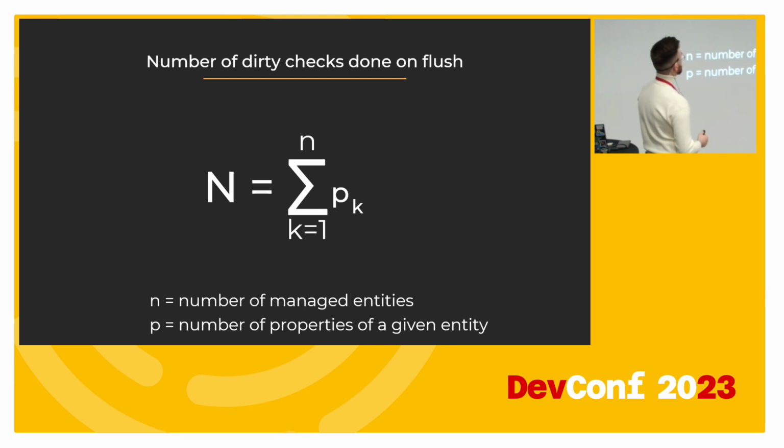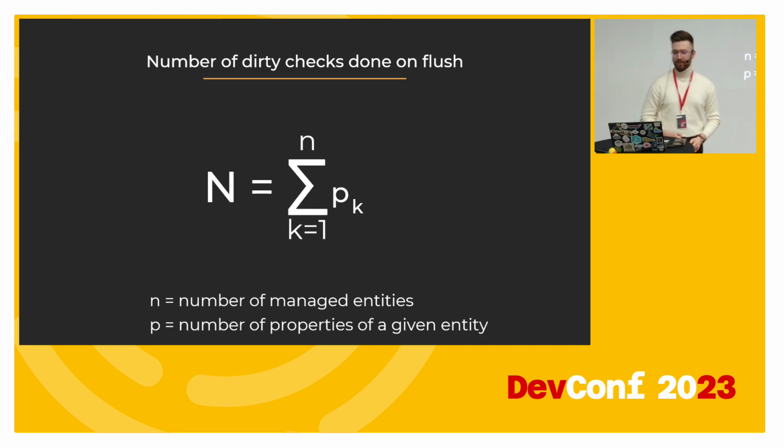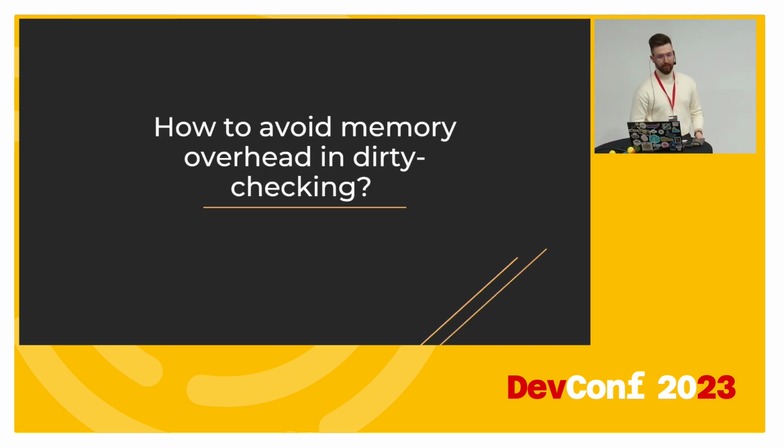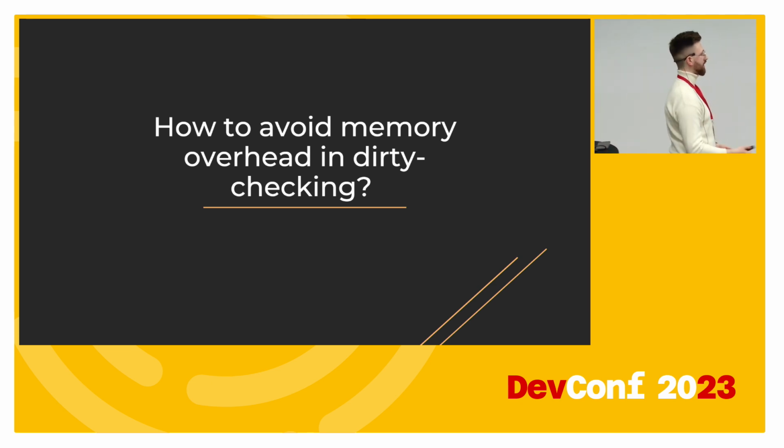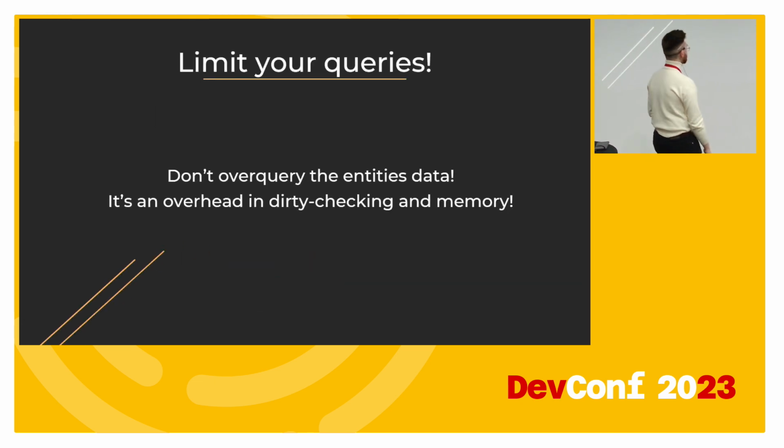So the number of dirty checks done on flush is the sum of the number of properties of a given entity, per entity. So if we have 10 entities and every entity has 10 fields, then we have 100 dirty checks. So let's remember that. And how to avoid the memory overhead when we are dirty checking, because we want the dirty checking. It's magic in ORM and we want it. So the first and the simplest, limit your queries.